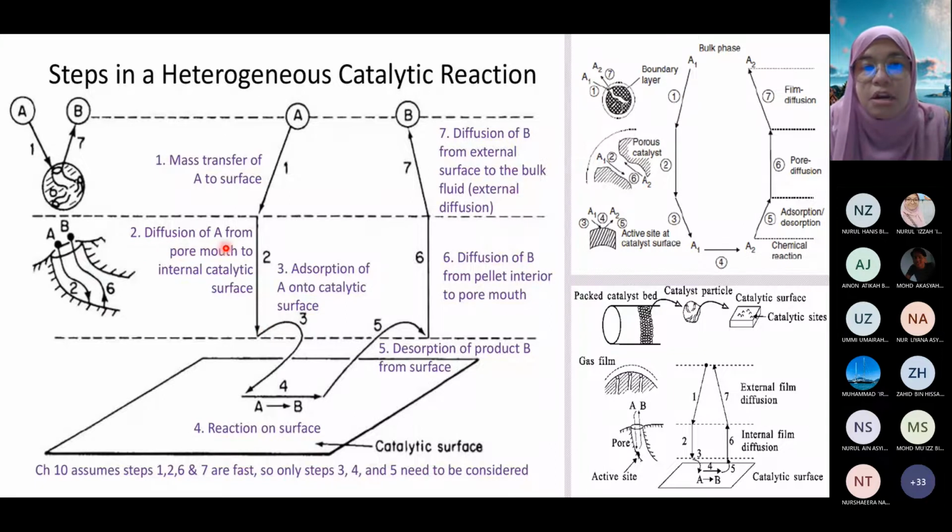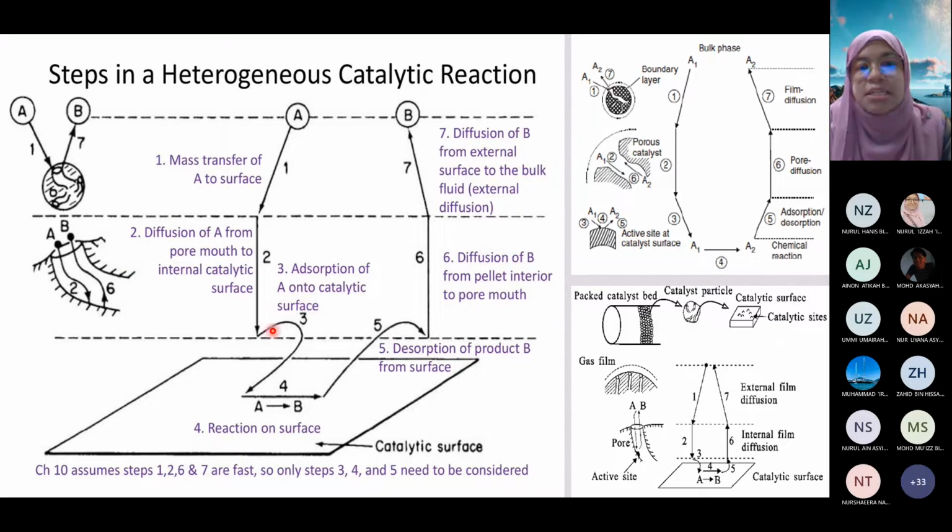Through diffusion process. Kalau dekat luar tadi, from bulk fluid to the external surface, berlakunya mass transfer. And then, it will diffuse into the pore mouth. Okay, and then after diffuse, what happened? Step 3, adsorption of A onto catalytic surface. Adsorption of the reactant onto catalytic surface.